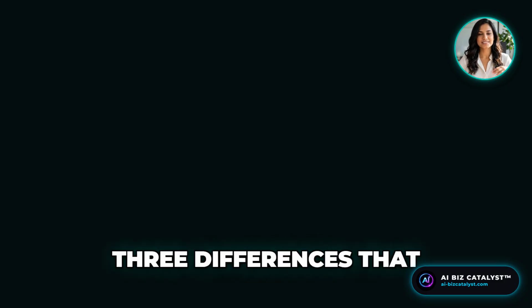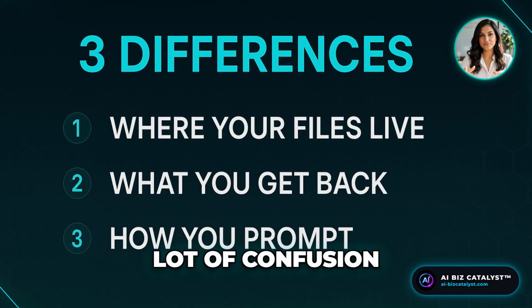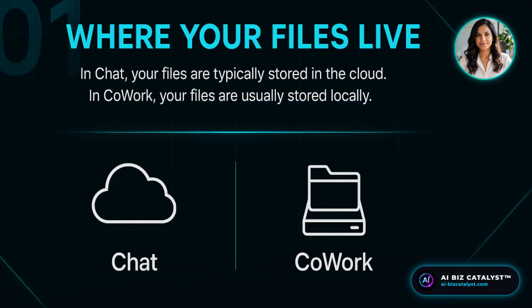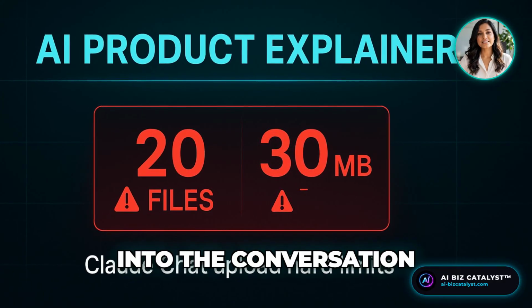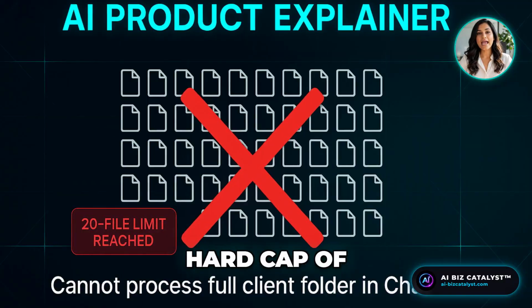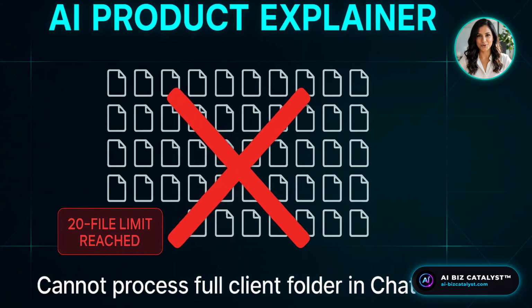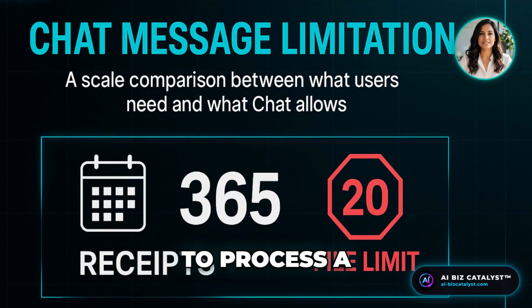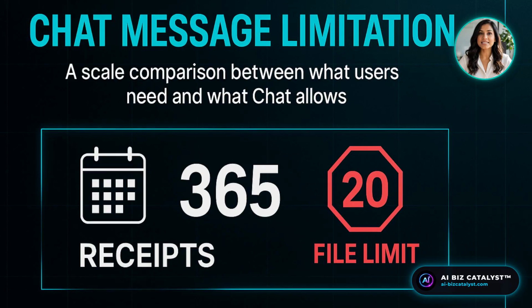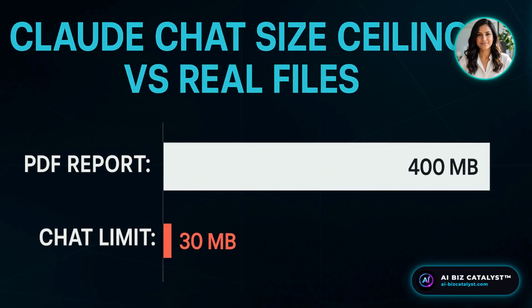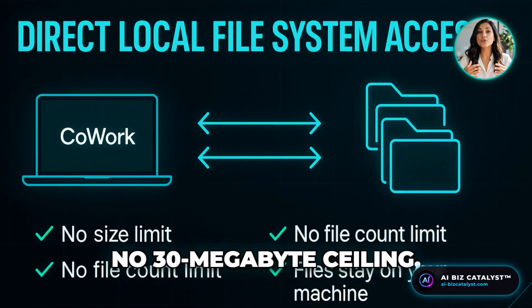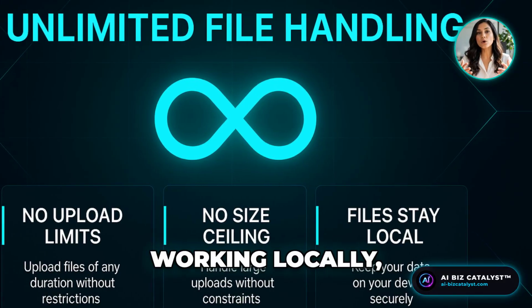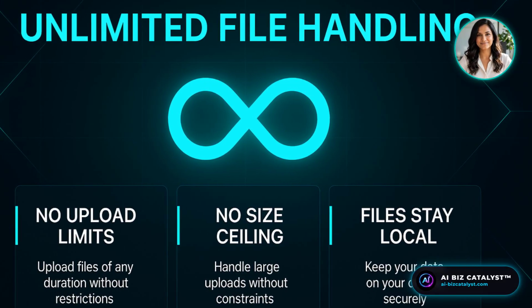Before we get into the 7 capabilities, I want to clear up the 3 differences that actually matter, because I see a lot of confusion here. Difference 1, where your files live. In Claude Chat, everything is cloud-based. You upload files into the conversation window, but there's a hard cap of 20 files and 30 megabytes total. That sounds fine until you're trying to process a full client folder, a year of receipts, or a 400-page PDF. CoWork connects directly to your local file system. No upload limits, no 30-megabyte ceiling, and because it's working locally, your files never leave your machine.